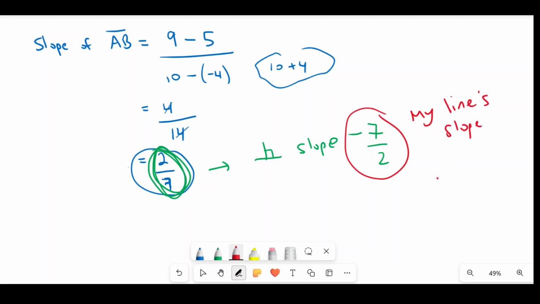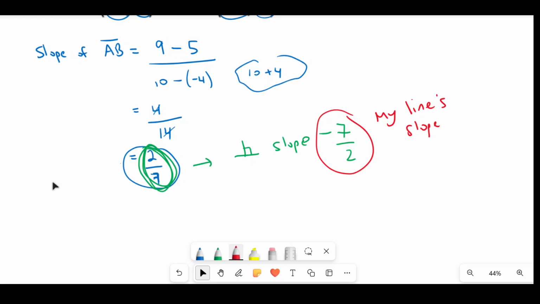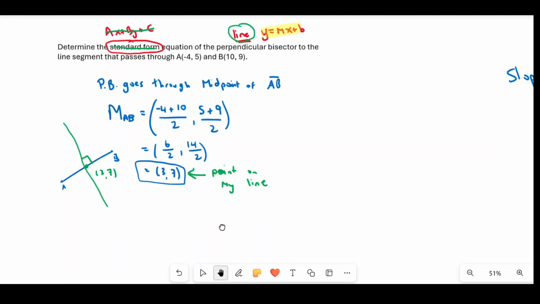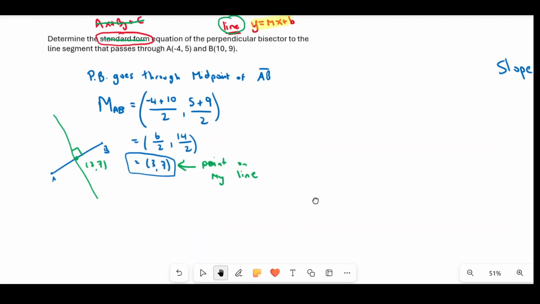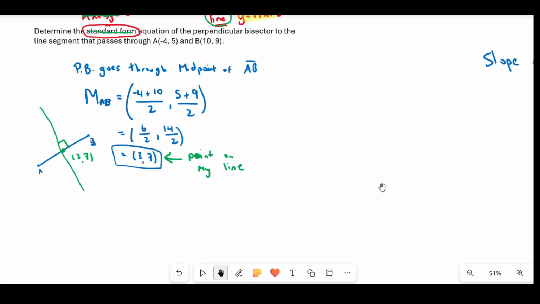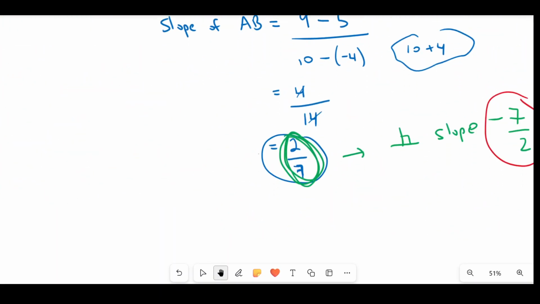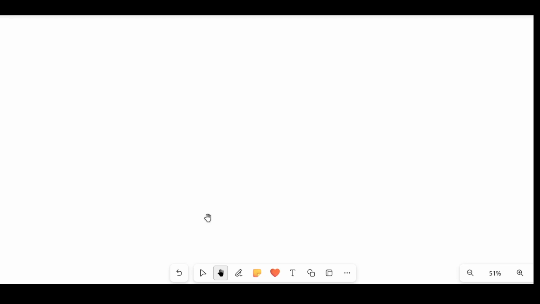So I now have the slope of my line that I'm looking for and a point on the line. That's the information I need to write the equation of a line. So let's start doing that. So what do we know?